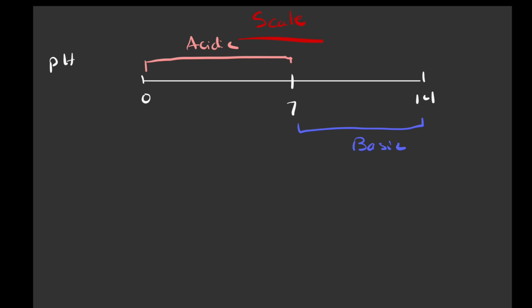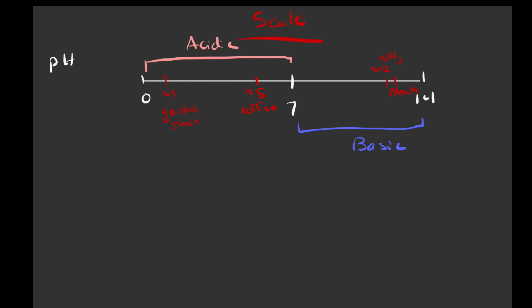And just to give you some examples, things you might typically see in your textbook: at around 1-ish, we have gastric juices. That's your stomach acid. We also have things like coffee at around 5. For the basic side, you have stuff like NH3 ammonia, which is typically around a 12. We also have bleach at 12.5. That's typically the most common scale we use, pH.